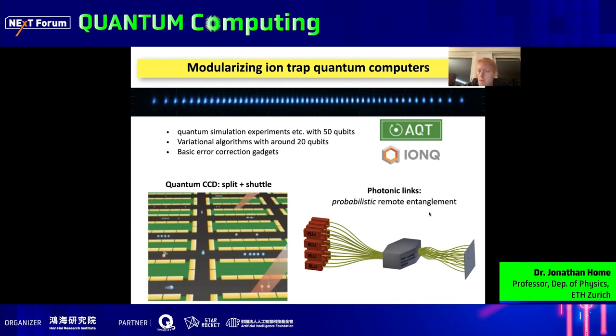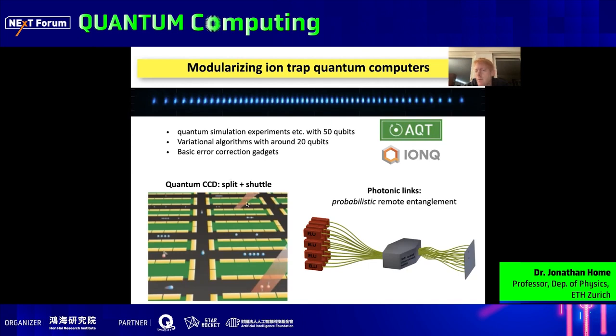Now, the challenge in this is that it's probabilistic, right? So you don't always get an entangled pair. It's also fairly slow at the moment, and that's because the ion-photon interface is fairly poor. You lose a lot of the photons that you try to connect. So this is a little bit less mature. Nevertheless, I think both of these approaches together will probably be required to really scale up to a very large system.